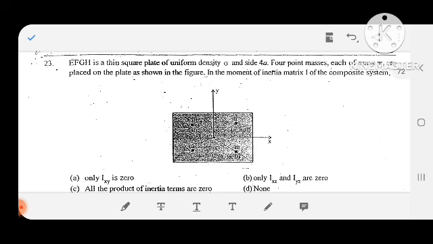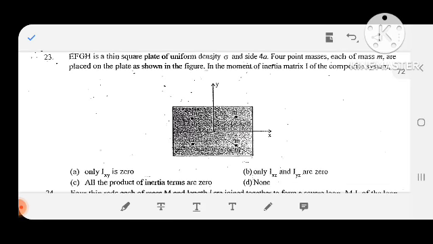EFGH is a thin square plane of uniform density rho with sides 4a. 4 point masses, each of mass m, are placed as shown in the figure. The moment of the inertia matrix I of the composite system के हवाले से all the product of the inertia terms जो हमारे पास वो ज़ीरो होंगी.